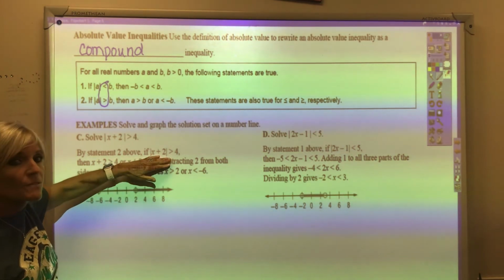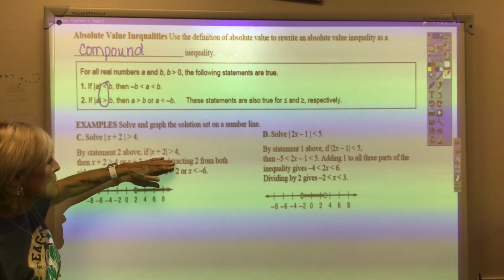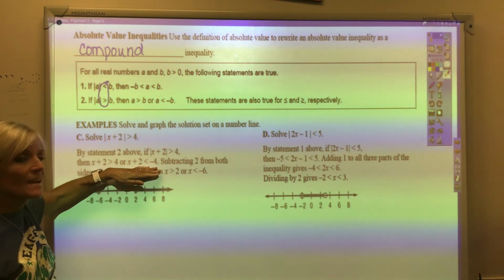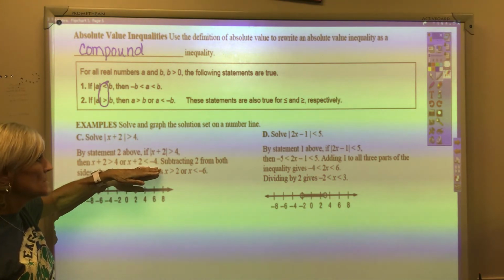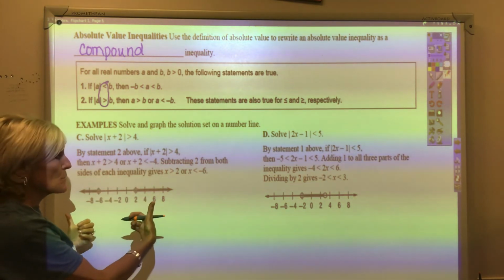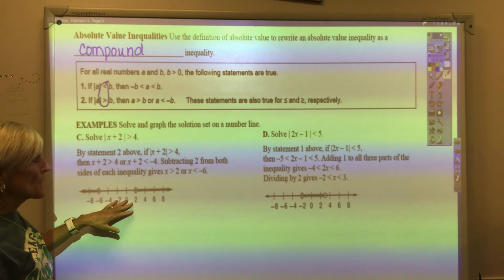then when I take my absolute value symbols away, I also have to have x plus 2 is less than negative 4. So I would just solve. Notice they're going the opposite ways. There's the OR. And solve both parts.